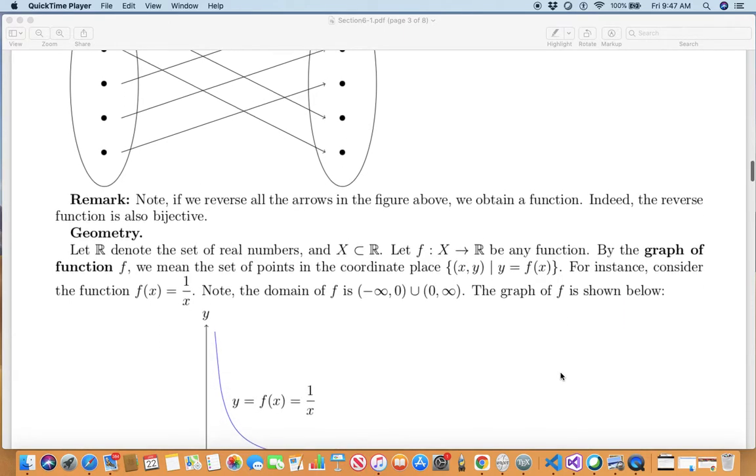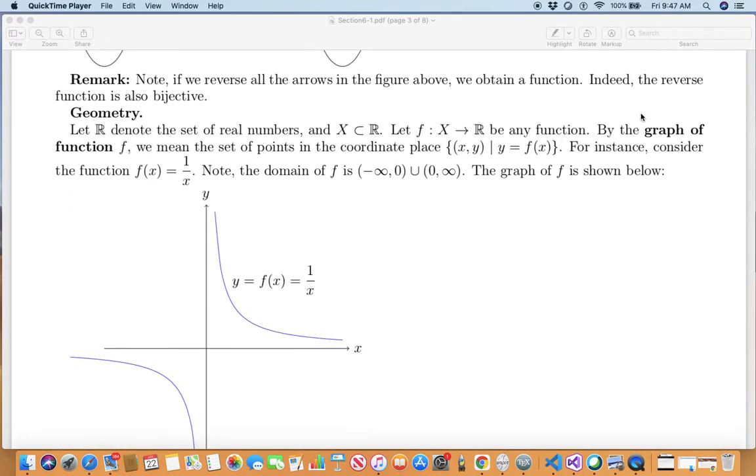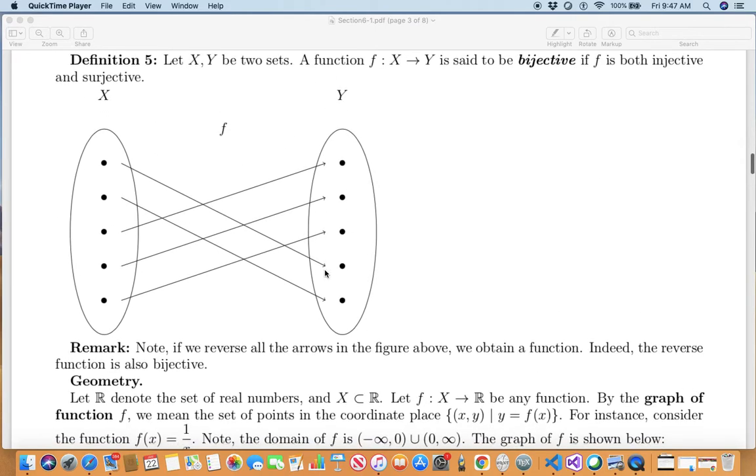And the reverse function is also bijective. So notice, if I reverse the arrows, not only do I get a function, I get a bijective function.